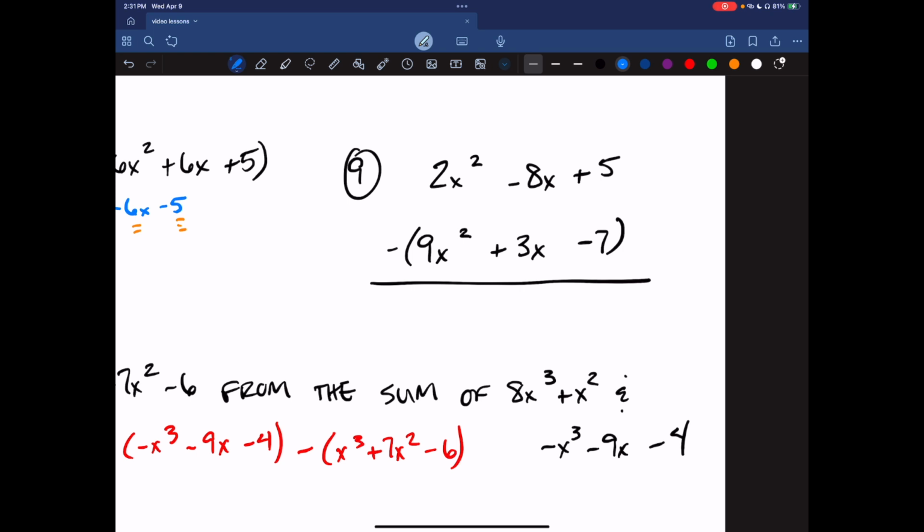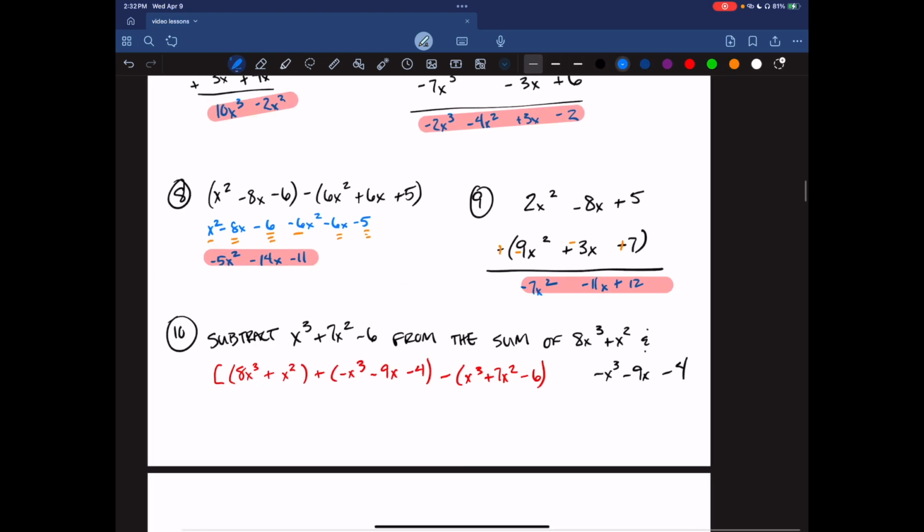All right, however, because you have to change the signs, you might want to go ahead and change this to addition, so that would be plus, negative, negative, plus. Just change your signs. And so now that's 5 plus 7, so that's going to be 12. Negative 8 minus 3, that's going to be negative 11x. Plus, and then 2 minus 9 is going to be negative 7x squared. So that's how you do that.